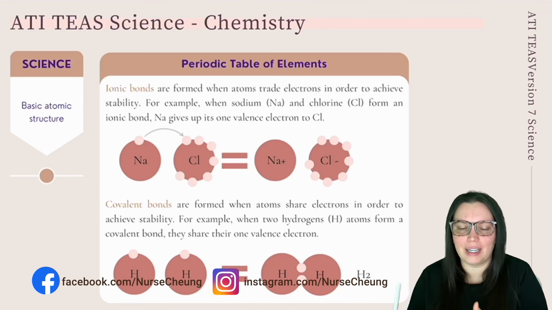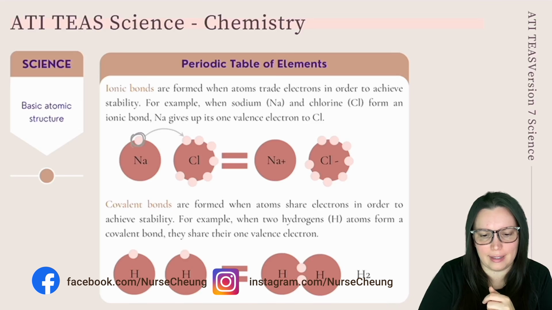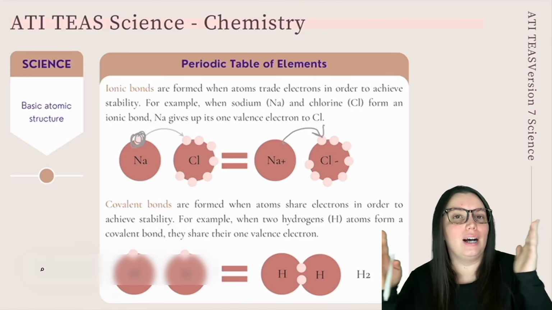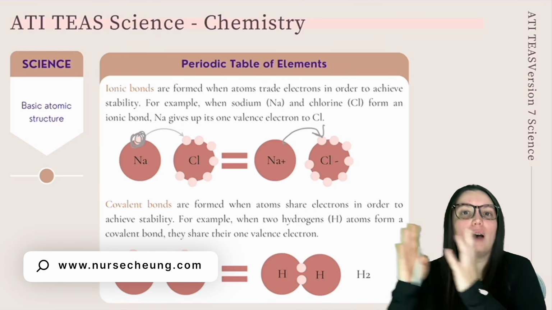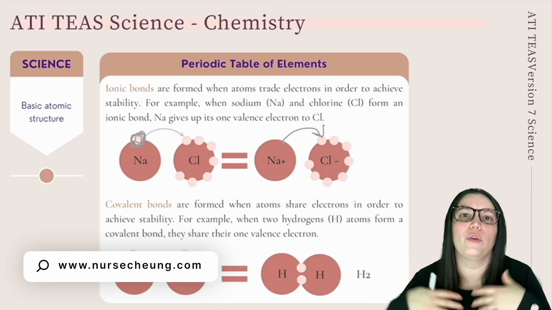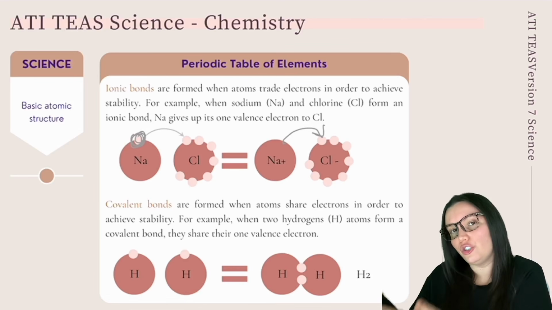And you can see that in my little chart that I have down here. See how sodium had this one little valence electron? It gave it up. So now sodium is more positively charged because it gave up its electron. We have more protons than electrons. And chlorine is now more negatively charged because sodium gave its electron to chlorine.